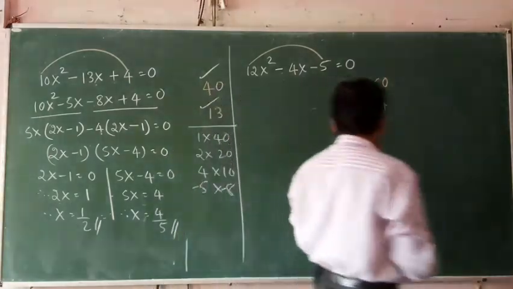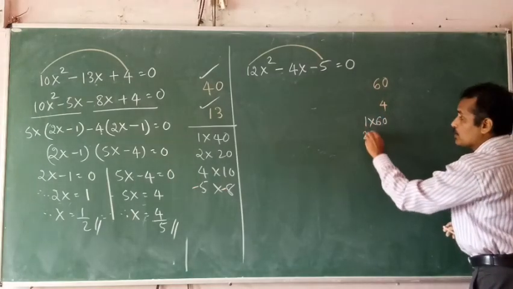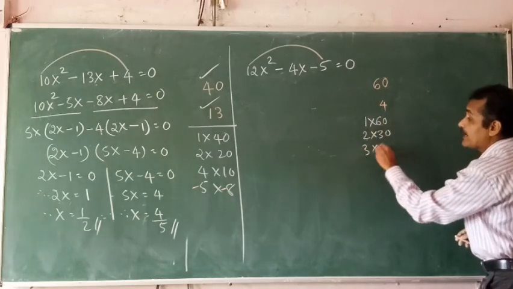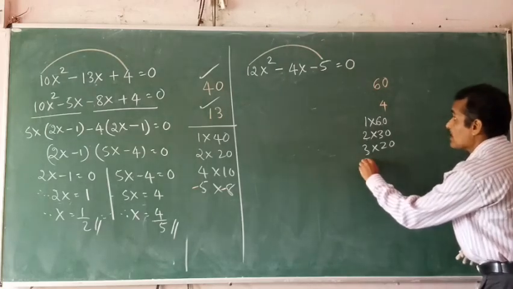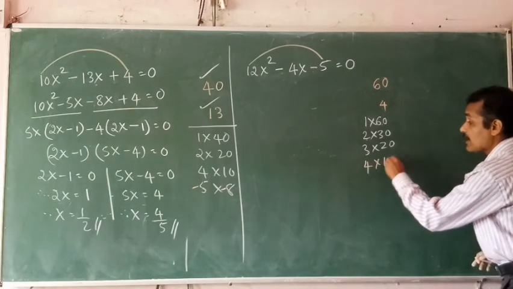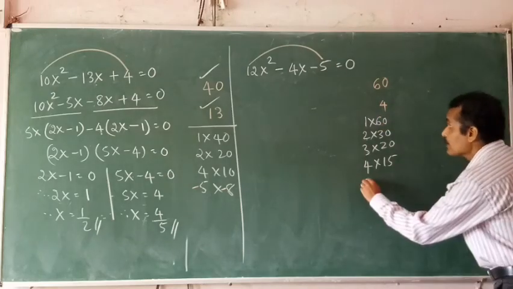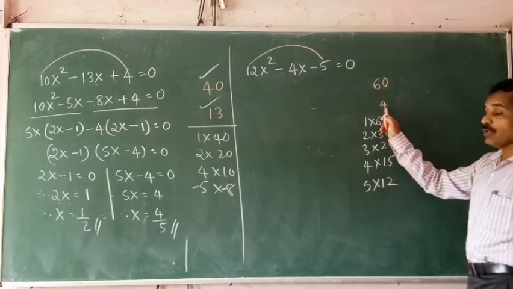Come on, multiplying 60, on subtracting 4. Let me start. 1 60, no chance. 2 30, subtract, no chance. 3 20, no chance. You are not getting 4. 4 15, subtract, no, you are not getting 4. 5 12, subtract, no, you are not getting 4.